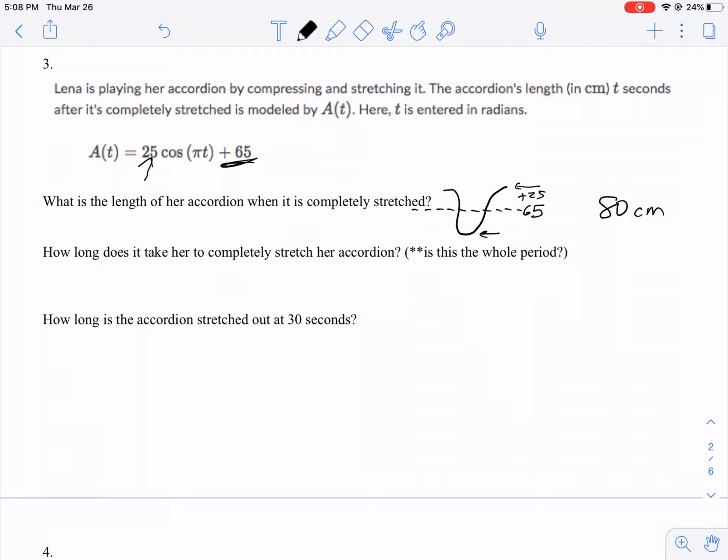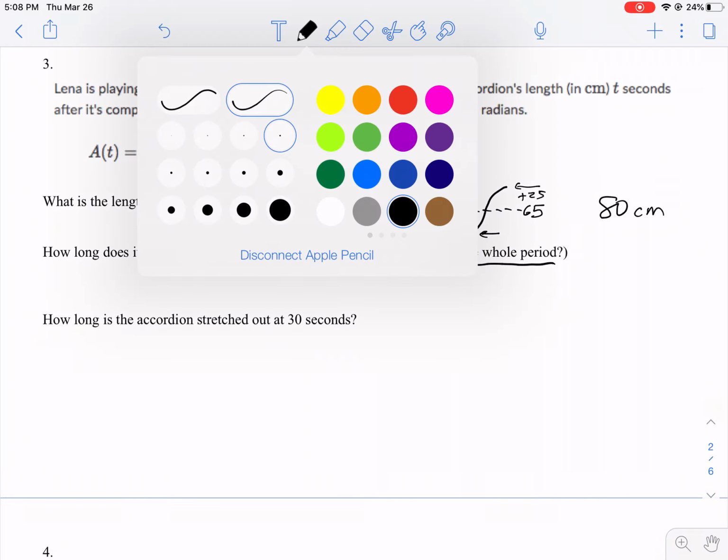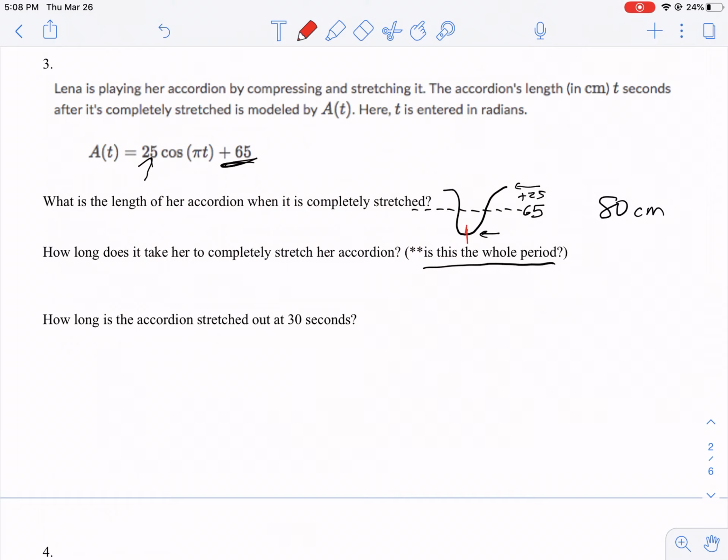Alright, how long does it take her to completely stretch her accordion? Is this the whole period? I would argue no. Because down here at the minimum, that's when her accordion is completely compressed, and up here at the maximum is when it's completely stretched. A period is one full cycle, and the cycle is stretch, compress, stretch. So we only want half the period.